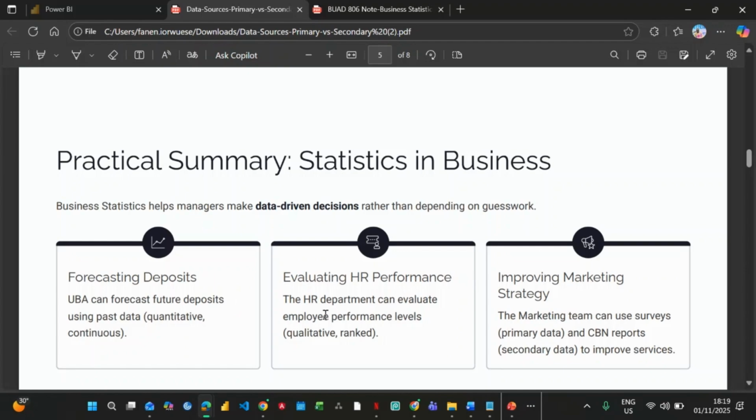You understand? So this is qualitative data. It's going to be ranked. Do you get? So we can also improve our marketing strategy. So the marketing team can actually use survey as a primary data source and CBN report as secondary data to improve their service. Do you get? So you can see how statistics is being used in so many ways. This is just a simple example.